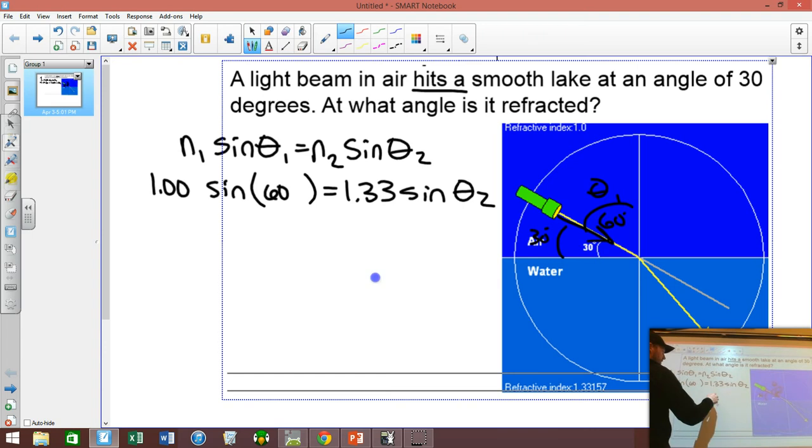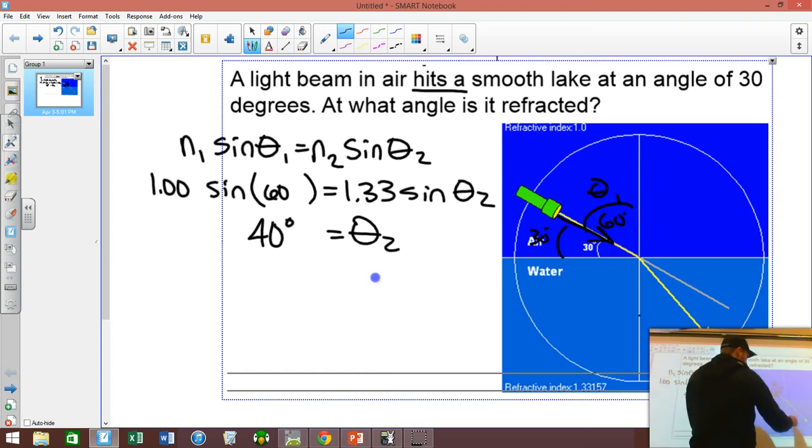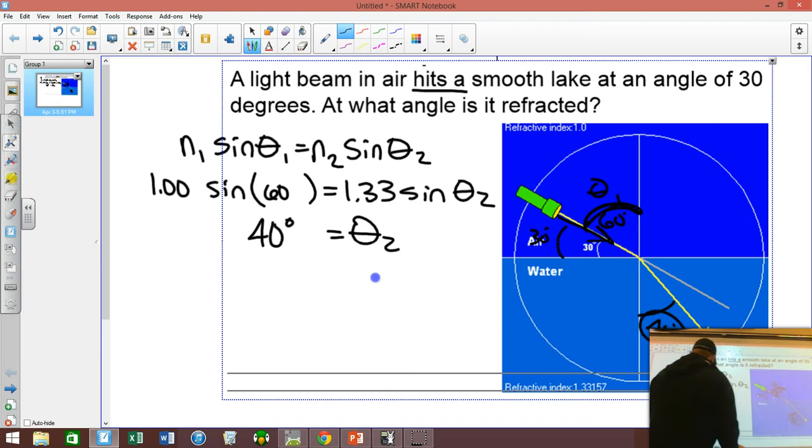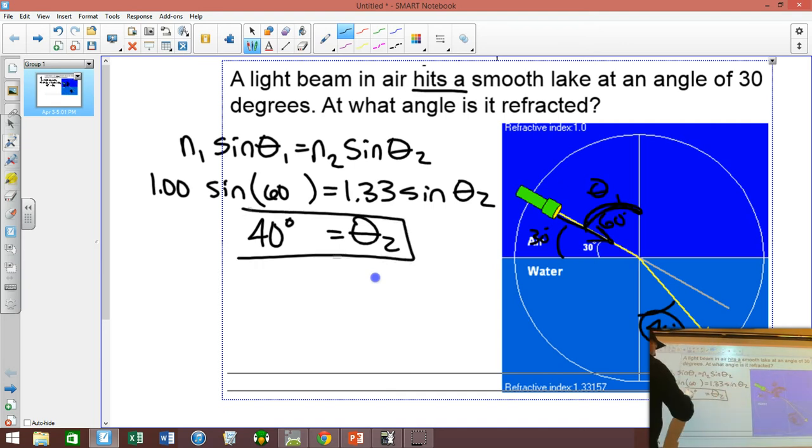So, theta 2 is 40 degrees. So this angle, and that makes sense if you look at the picture. If this is 60, that means that this looks like it could make sense. So 40 degrees. And that's using Snell's law to kind of figure out how far do things bend when they enter into some other optical media.